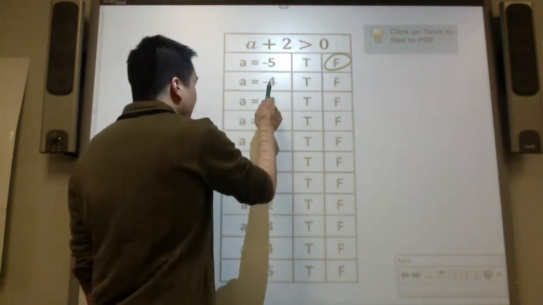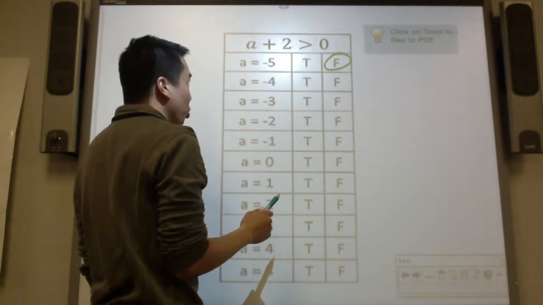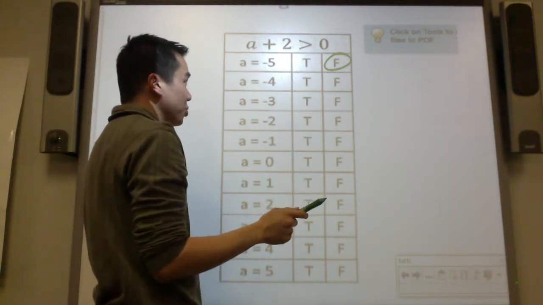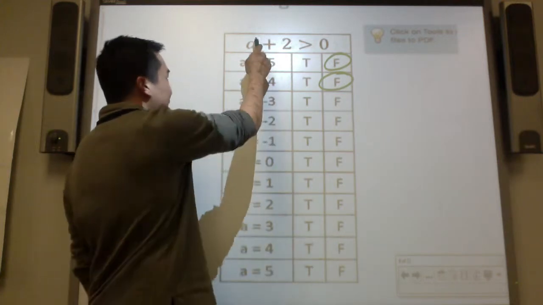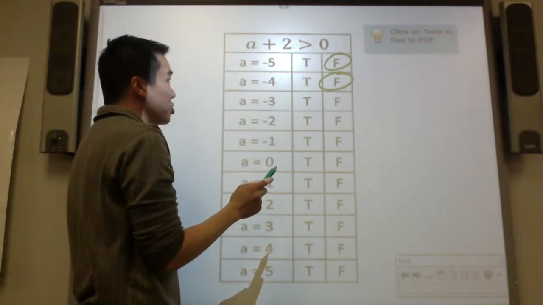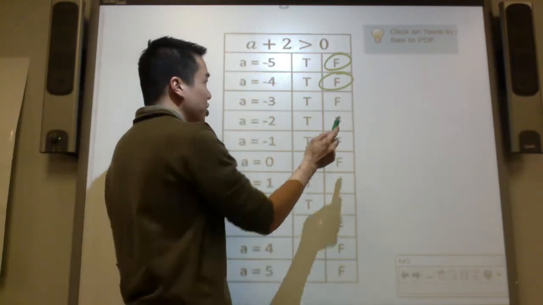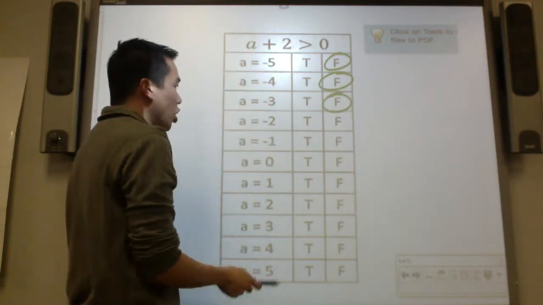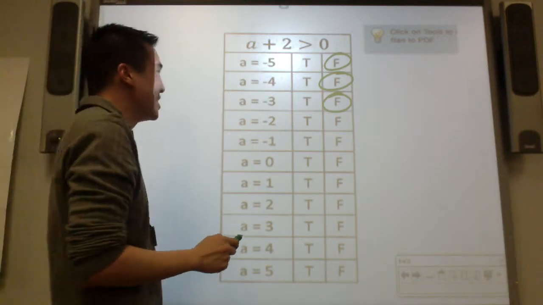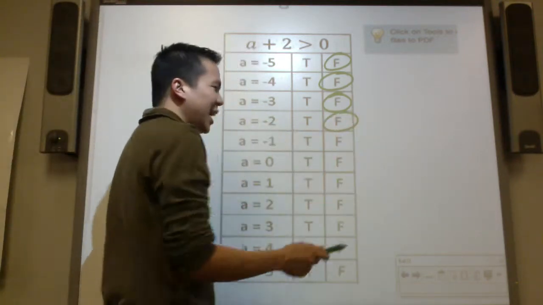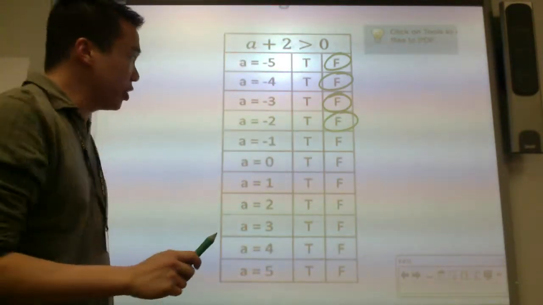False. If I substitute a with negative 4, negative 4 plus 2 is negative 2. Is that bigger than 0? Of course not. False. If I plug in negative 3, negative 3 plus 2, that's negative 1. Is negative 1 greater than 0? I don't think so. False. If I plug in negative 2 plus 2, that's 0. Is 0 greater than 0? No. It's equal to, but it's not greater.